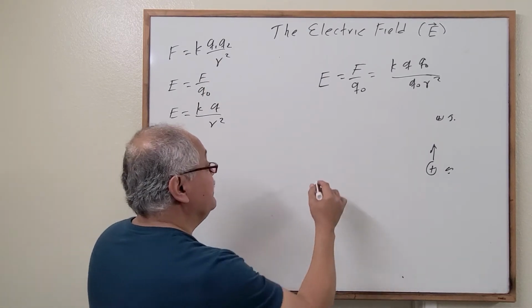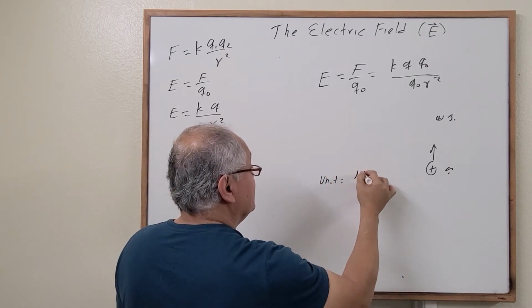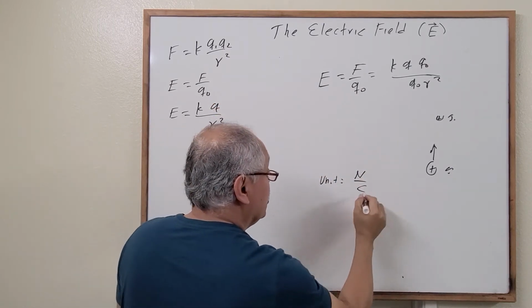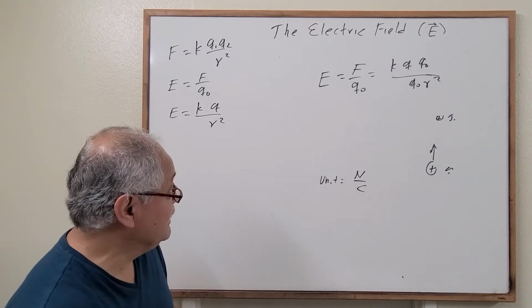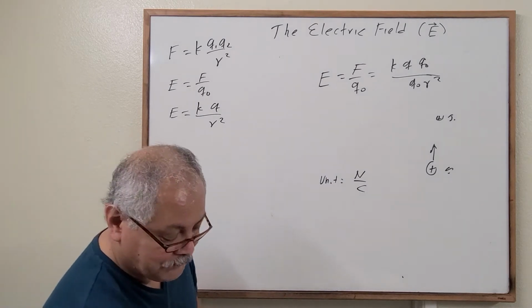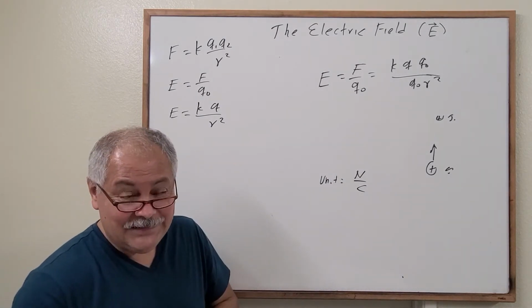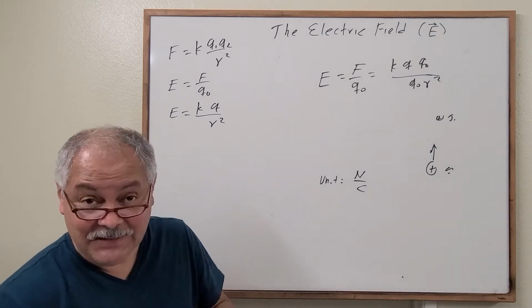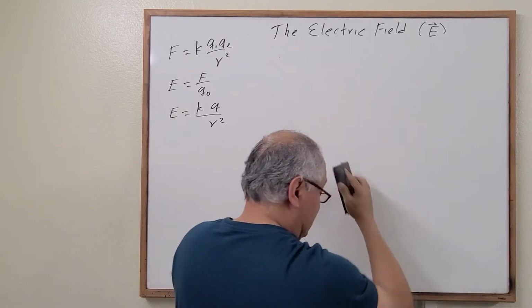So the electric field unit is going to be the units for force, newtons, over the units for the charge, coulombs. Correct? Perfect. Also, let's do the same thing as we did for charges. We have different charges. What should be the net electric field? Okay, let's do it. The net electric field.